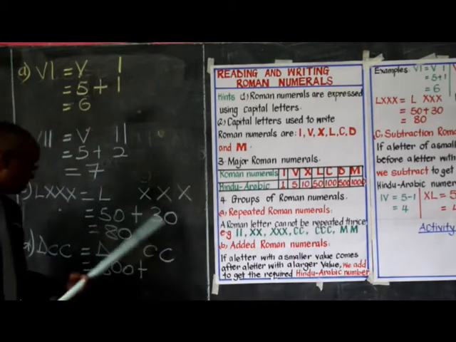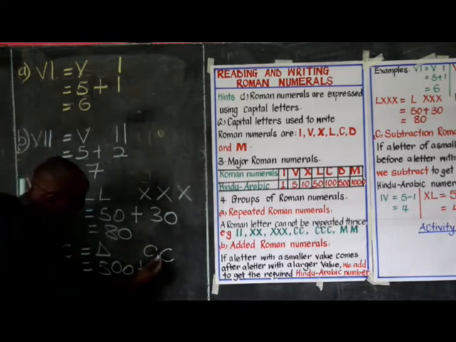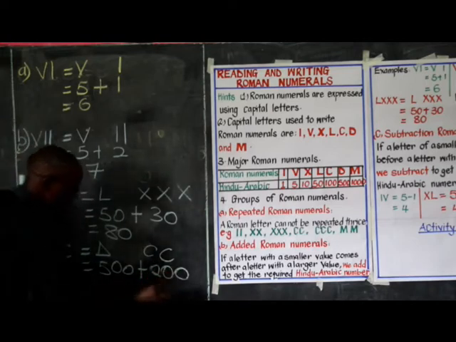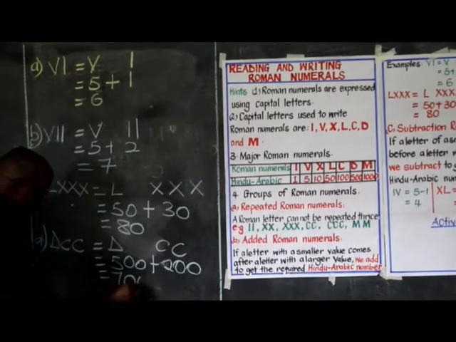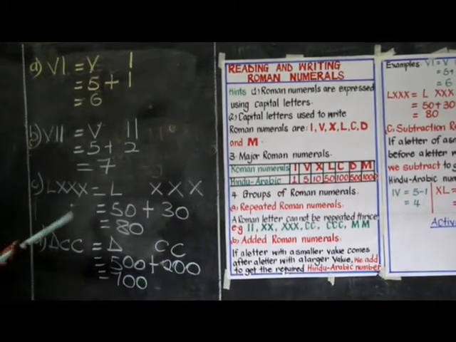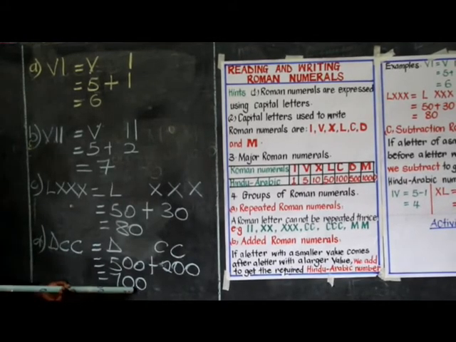Now, C plus C is 100 plus 100, which is 200. So this is 200. And when you add 200 plus 500, you end up getting 700. So meaning that DCC is 700.